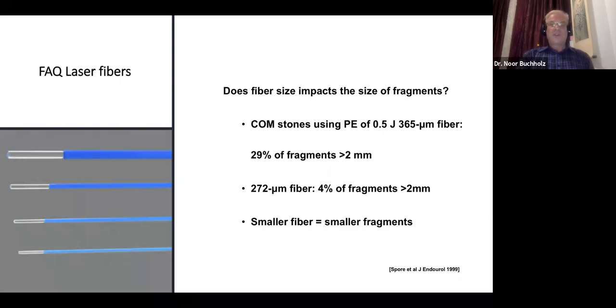Does fiber size impact the size of fragments? Now, there was an interesting paper, it's almost 20 years old, where they looked at hard stones, calcium oxalate monohydrate, and used a set energy of 0.5 joules, so not a very high energy, with a 365 micron fiber, and they got 29% fragments larger than 2 millimeters at the end. If they used a smaller fiber, 270 micron, with the same setting, they got 4% of fragments more than 2 millimeters. So the conclusion is, if you have a smaller fiber, you get smaller fragments.